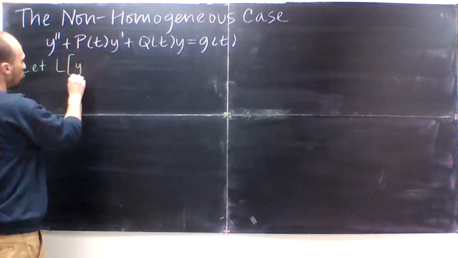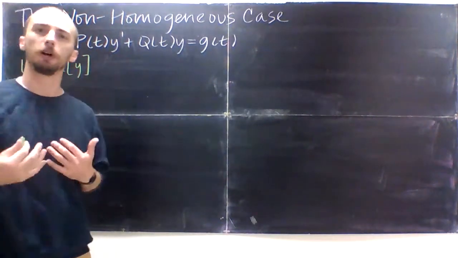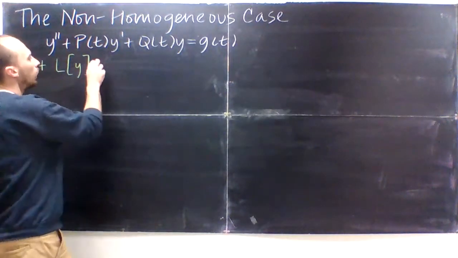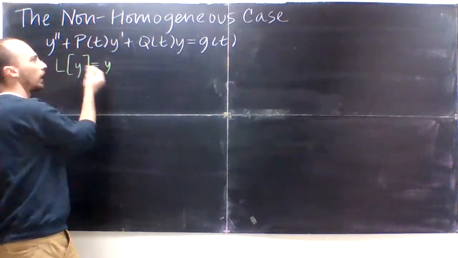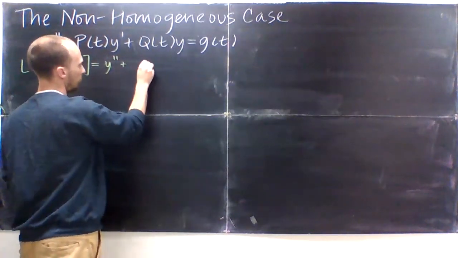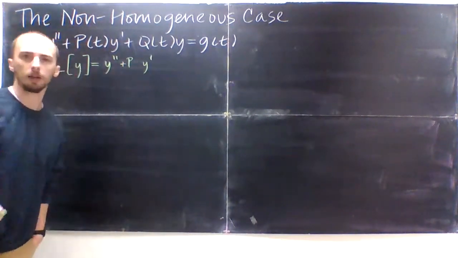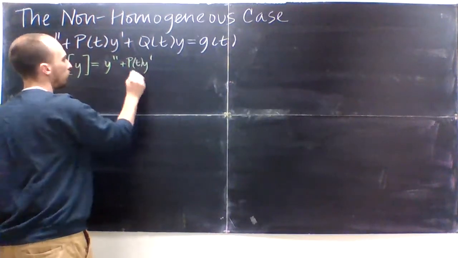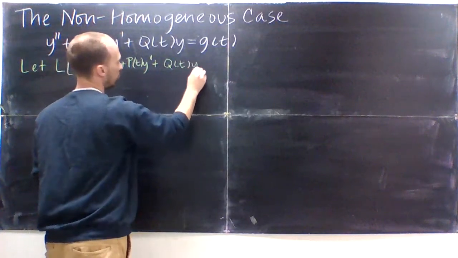And so what I said was, let L of y be an operator that takes in a function and does something to it. Really, it's going to give you back a function, but let L of y be the thing that takes y's second derivative, then adds its first derivative multiplied by p of t, and then takes q of t and multiplies it by y.